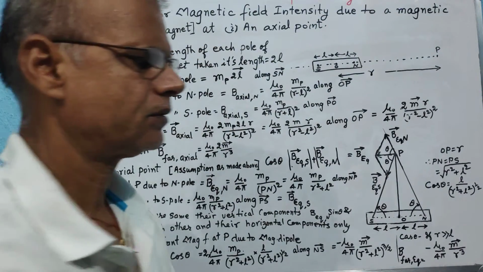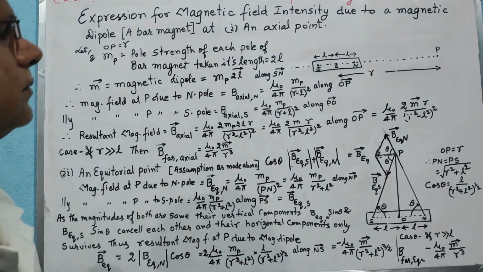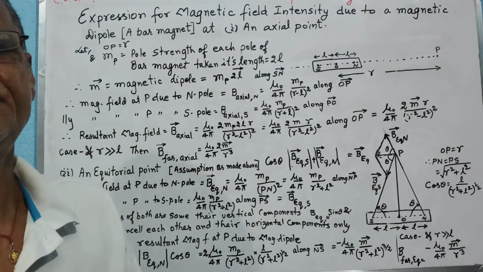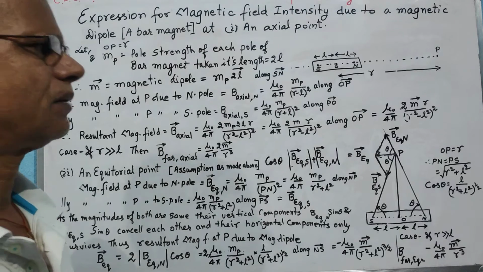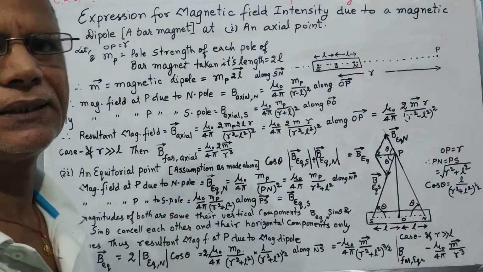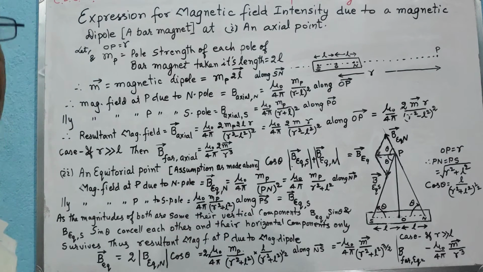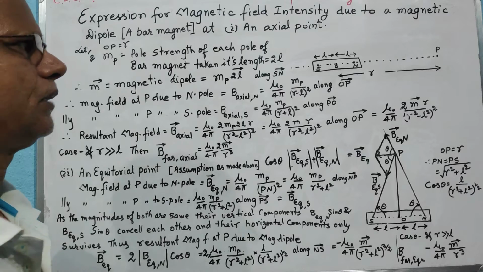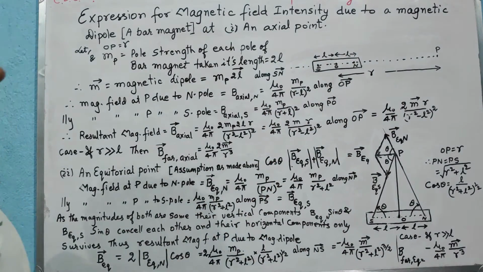Dear students, now we are going to discuss magnetic field, to find the magnetic field intensity due to a bar magnet at some axial point and again at some equatorial point. What do you mean by axial point? We all know any point lying on the axis of the dipole is known as axial point.